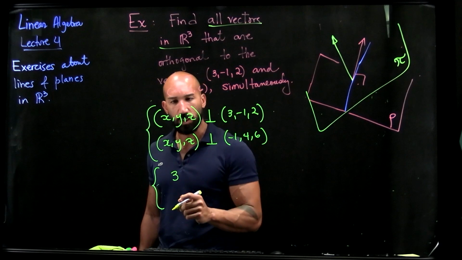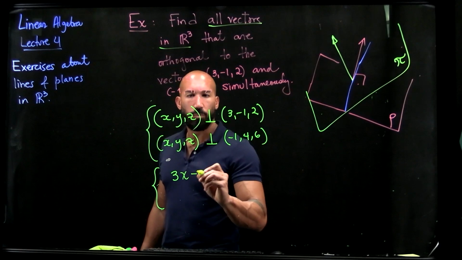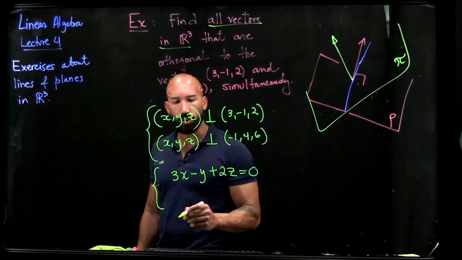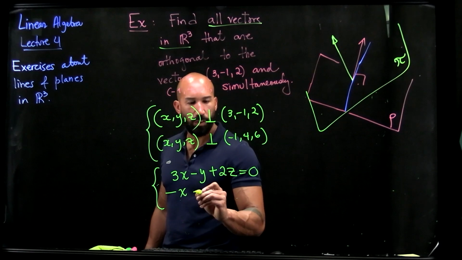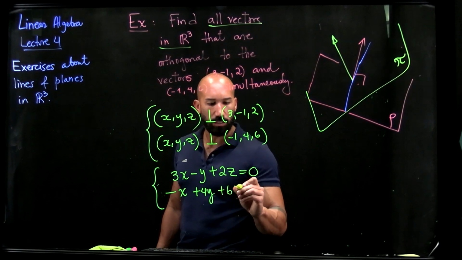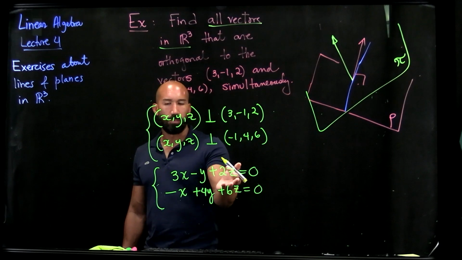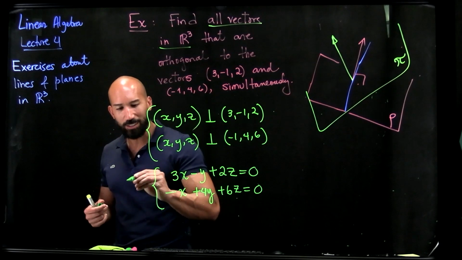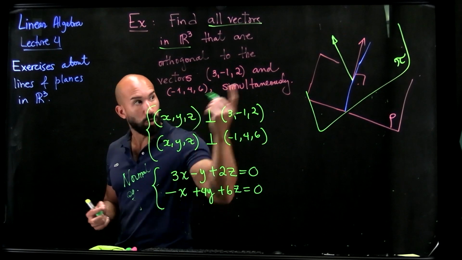So the first condition leads us to the equation 3x minus y plus 2z equals to 0. And the second condition leads us to the equation minus x plus 4y plus 6z equals to 0. Is that okay? Well, this here is the normal equation of a line. So it seems to me that we were correct here.